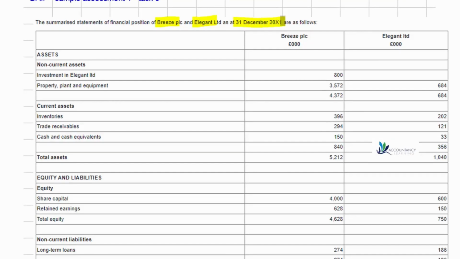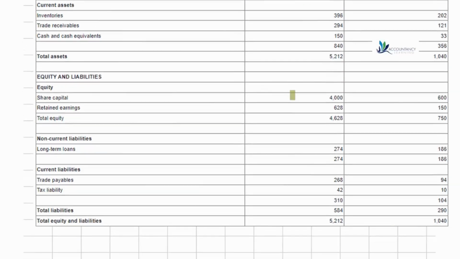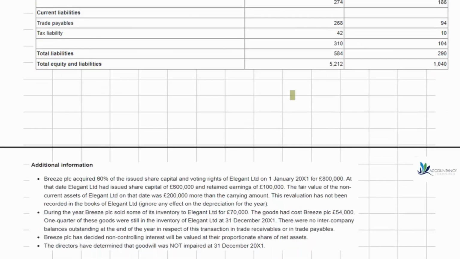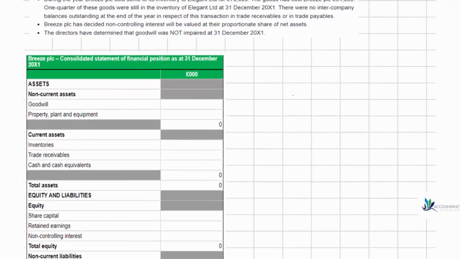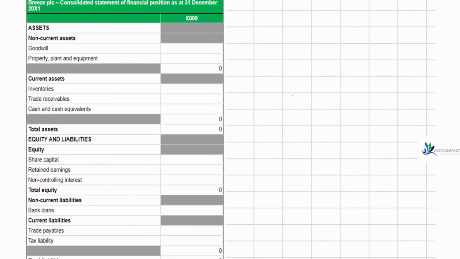And we're looking at the statements of financial position for Breeze and Elegant for 31st December 20X1. So you've got the statement of financial position for the two companies. The question also provides us with some additional information, and we'll need to make some adjustments to our answer for that additional information. The exam software also provides us with an answer template, so we need to be able to complete our answers within this.